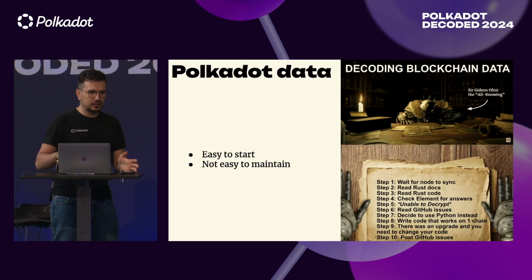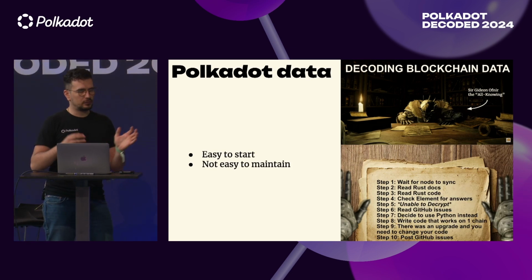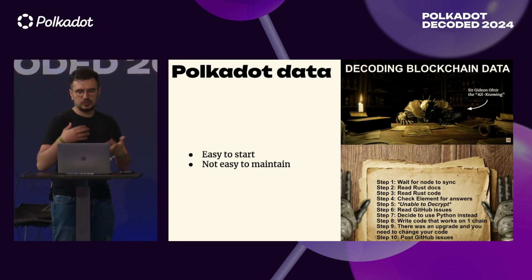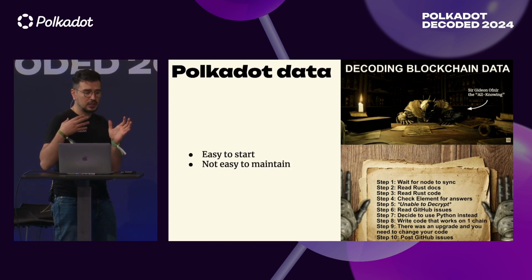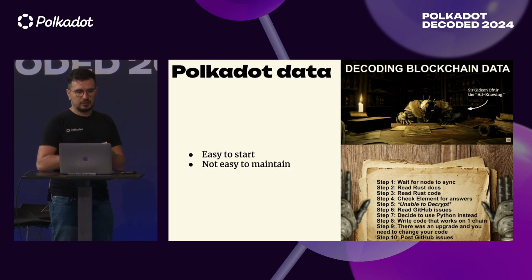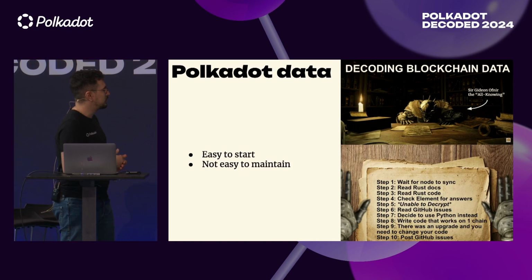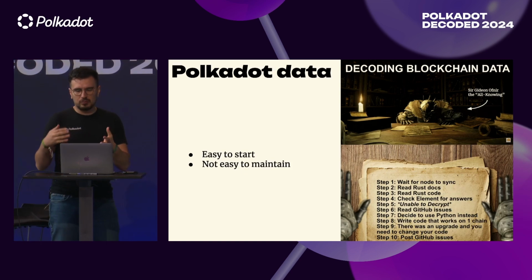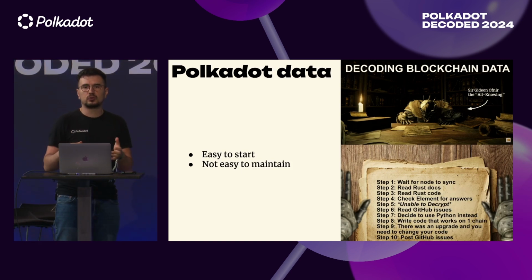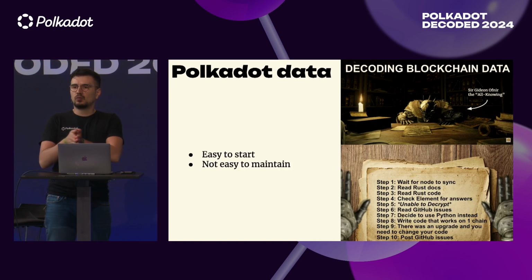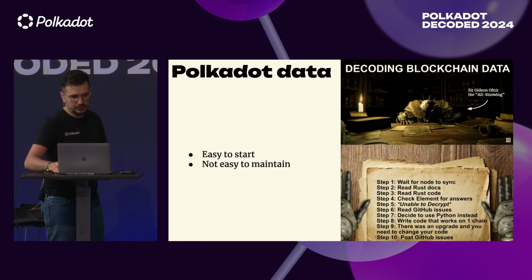So Polkadot data is a little bit complicated because you have a lot of chains, a lot of different ways, I would say, to decode and understand the blocks, and a lot of different contents of the blocks. I made this joke on the right to make the point about all the steps that you need to go through to actually get a good understanding of what is inside the blockchain.